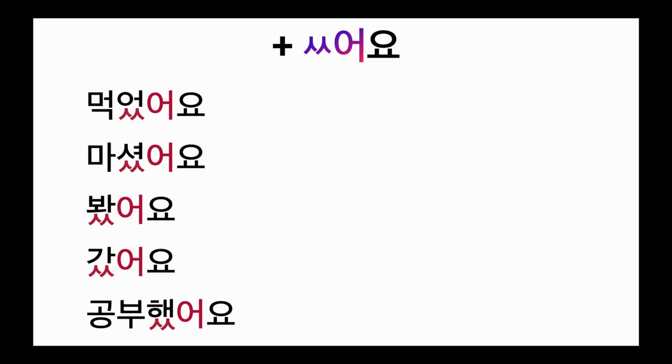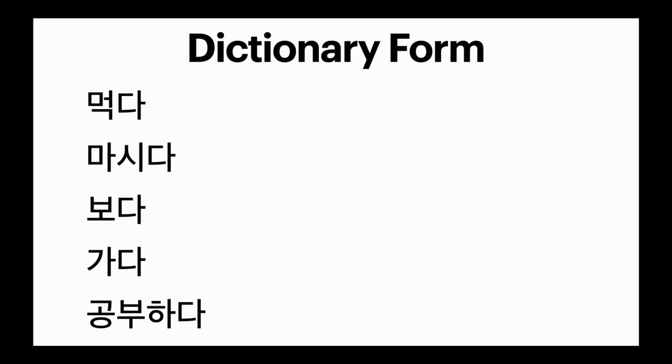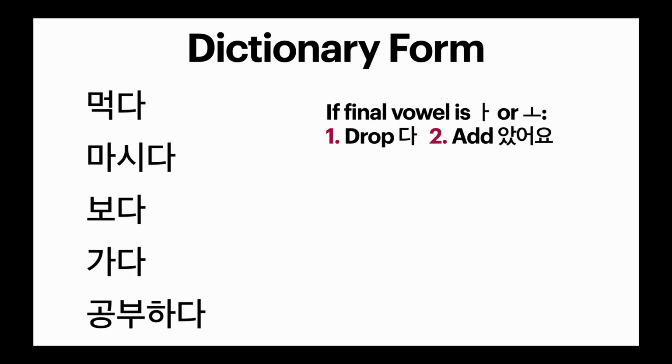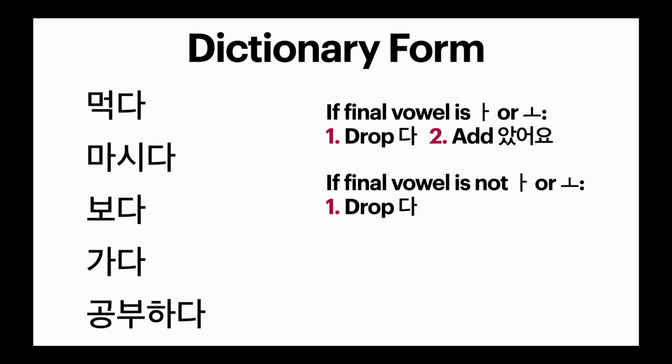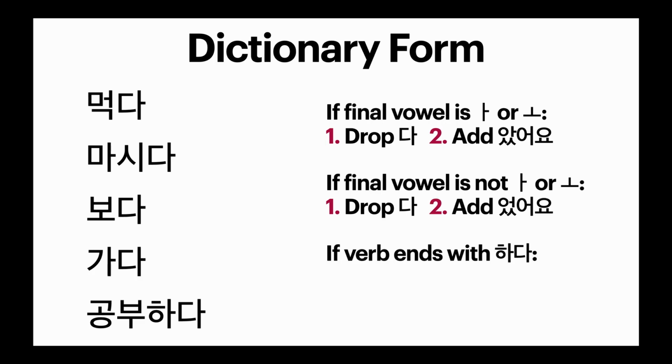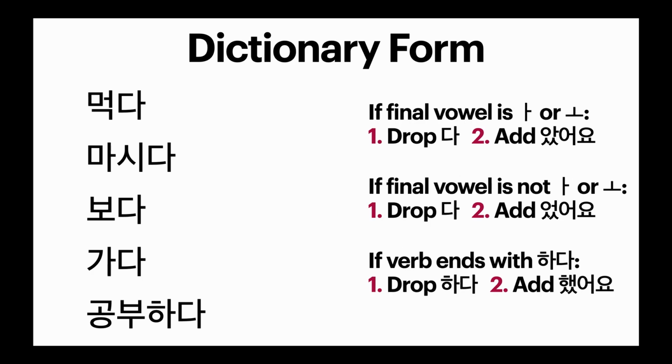the way that I notice that it's usually taught, is straight from dictionary form, which is definitely an important thing to know. Straight from dictionary form, the only thing that you need to know is that if the final vowel is either a or o, then you will drop 다 and add 았어요. If the final vowel is not a or o, then you will drop 다 and add 었어요. And if a verb ends with 하다, then you will fully drop 하다 and add 했어요.